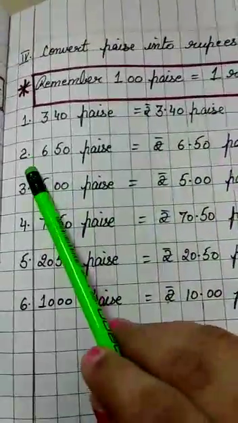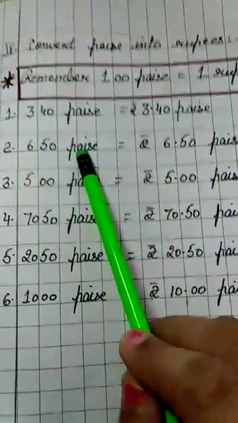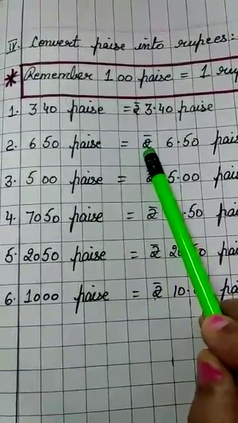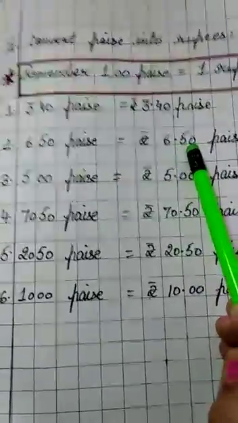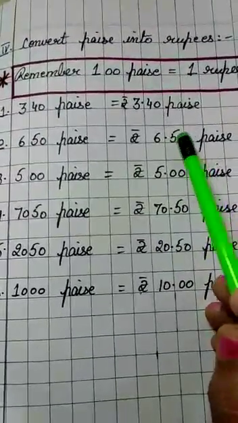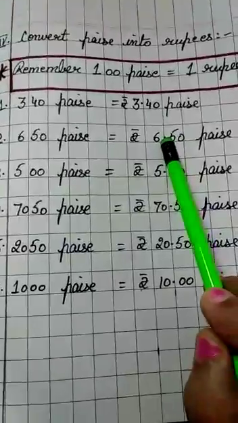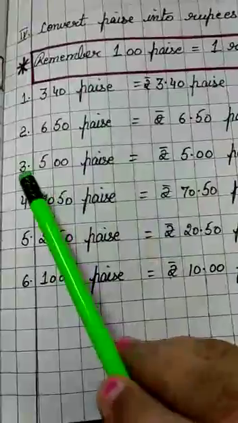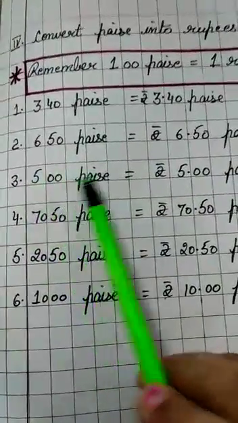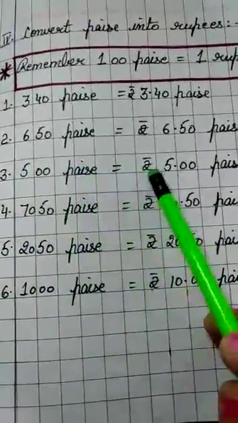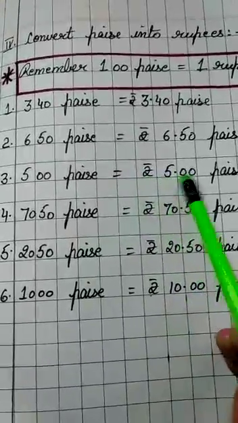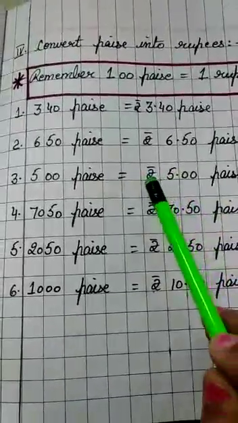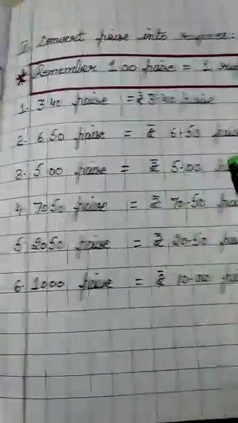Number 2, 650 paise. Again, how to convert it into rupees? Write the symbol of rupee, then write 650. Then after 2 digits, after the ones and the tens digit, place the decimal here. So it becomes rupees 6.50 paise. Number 3 is 500 paise. Write the symbol of rupees and write 500. After ones and tens digit, put the point. So it becomes rupees 5.00 paise.